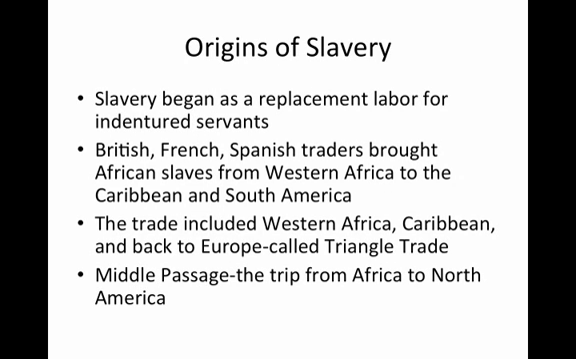Origins of slavery. Slavery began as a replacement labor for indentured servants. The British, French, and Spanish traders brought African slaves from Western Africa, primarily to the Caribbean and to South America. The trade included Western Africa, Caribbean, and then back to Europe. This was called the Triangle Trade. The passage leading from Africa over to North America was known as the Middle Passage, and today has become extremely infamous because during that Middle Passage, so many African Americans died from disease and from maltreatment aboard the ships that carried them over to the Caribbean.